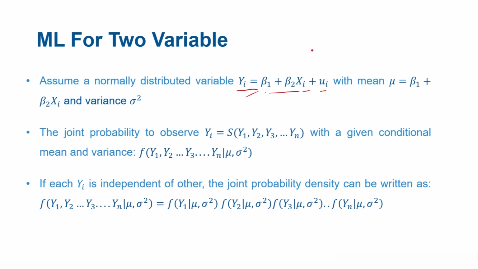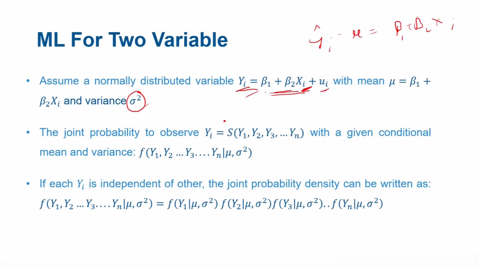Here, the estimate of yi, which is yi hat, which is also the estimated mean of y, is nothing but beta 1 plus beta 2 xi, where there is no error term. And the variance of the variable is sigma square. So the assumption is y is normally distributed, or more specifically in this case, conditionally normally distributed. So it's a conditional distribution, conditional to xi, with the variance sigma square.